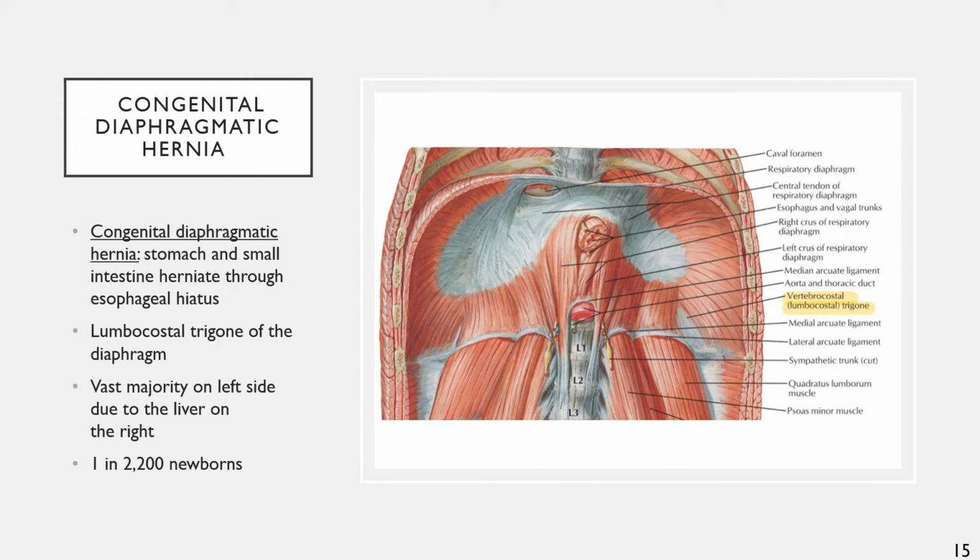Congenital diaphragmatic hernia is where part of the stomach and small intestine herniate through the esophageal hiatus, which is the opening in the diaphragm that allows the esophagus to enter the abdominal cavity. Congenital diaphragmatic hernia is in the region of the lumbocostal trigone of the diaphragm, and it's going to enter into the thoracic cavity and is most commonly seen on the left side due to the liver on the right. And I highlighted the lumbocostal trigone area in this image here from Netter, and we can also see the esophageal hiatus.